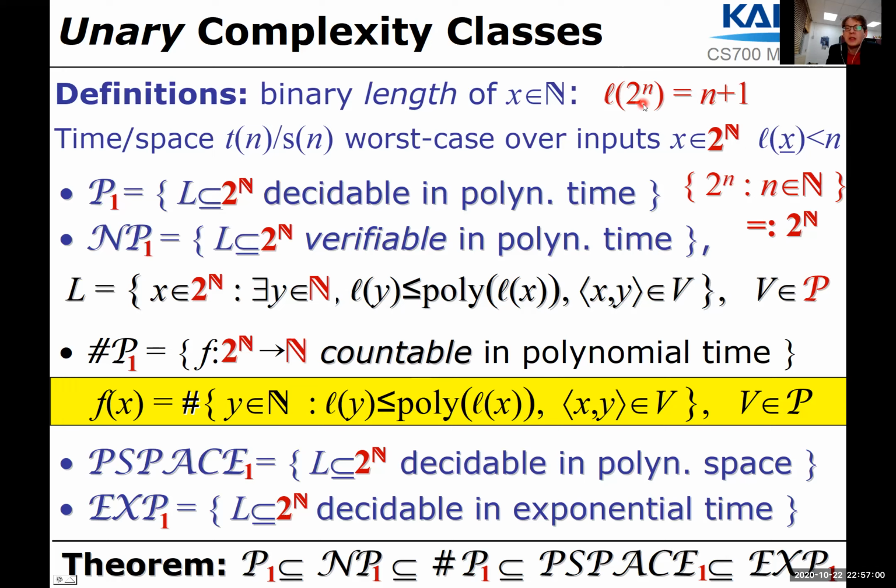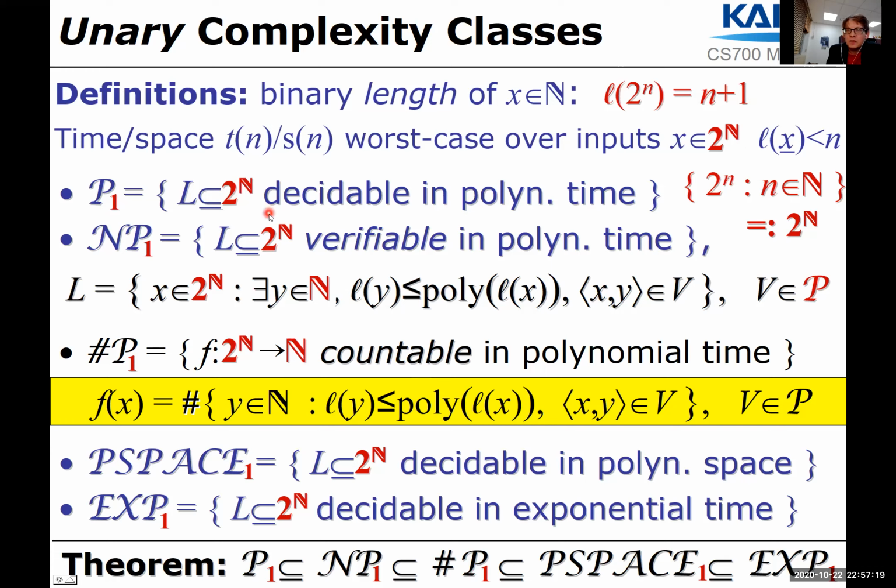And again, we measure the running time in dependence on the length of the input, which, as you recall, is just the binary length. So the length of 2 to the n by our very definition is n plus 1, right? With this rounding up and logarithm and all this stuff.